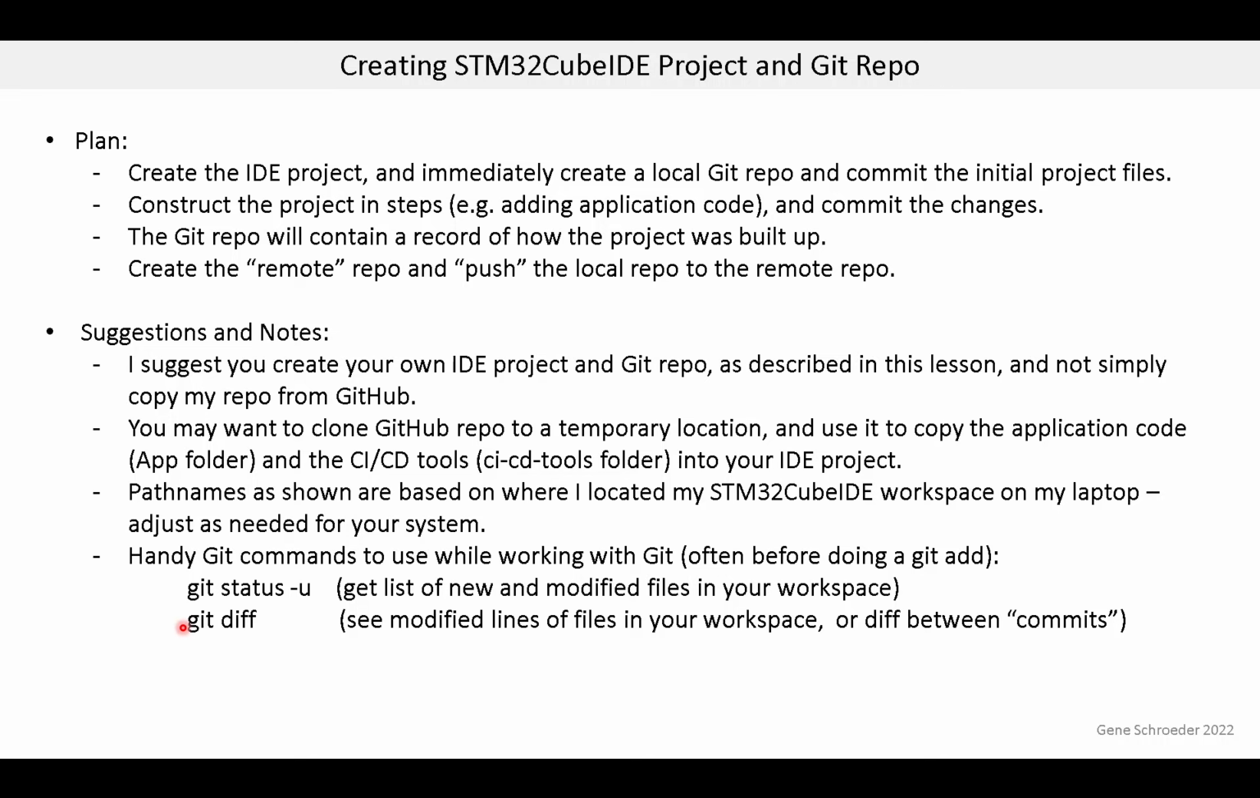The other very handy command is git diff. You can just see the differences between the files as they currently exist in your workspace and the previous version. You can also use git diff to see the differences between commits if you want to look back in history. I don't do that nearly as often.